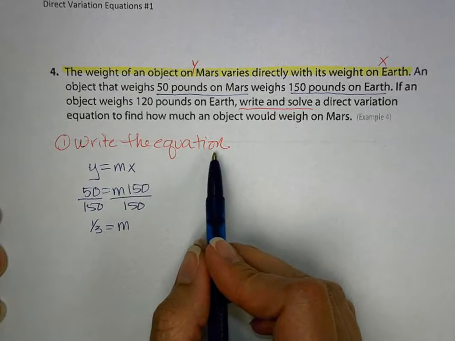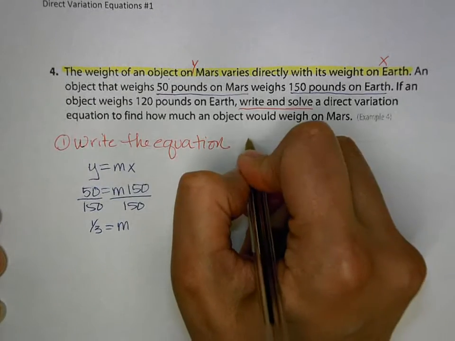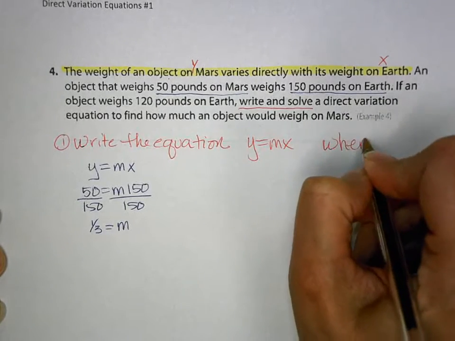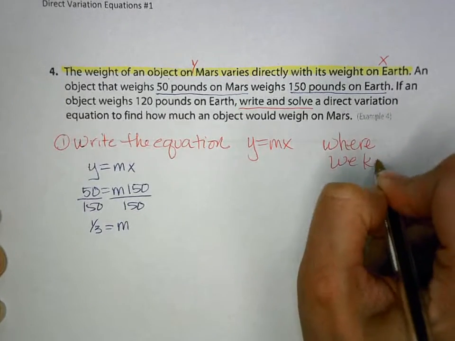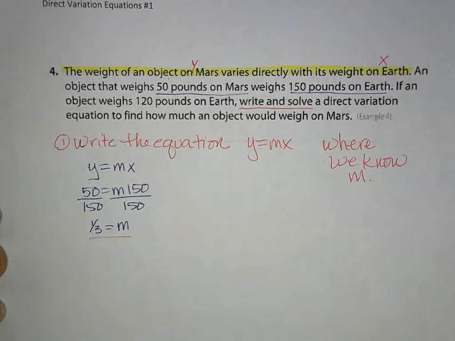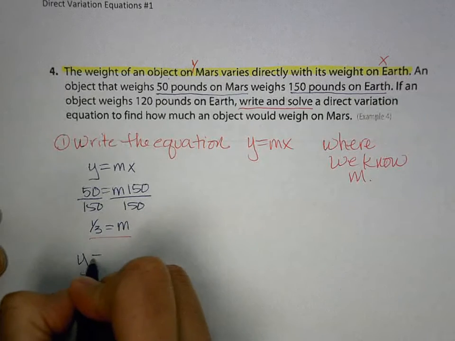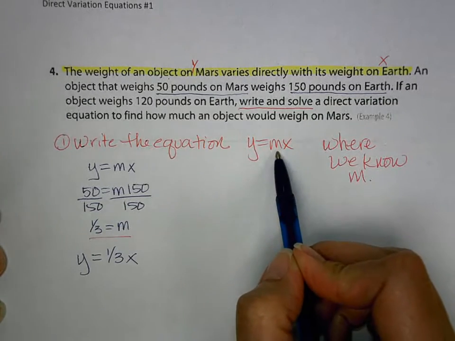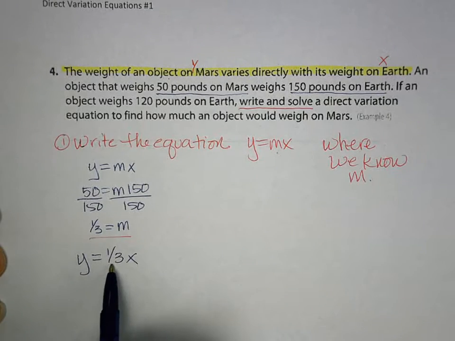Writing the equation isn't done, though, until it's in this form, where we now know m. Okay, well, m is right here. So the equation is y equals 1/3 x. So we've replaced the m with our slope.